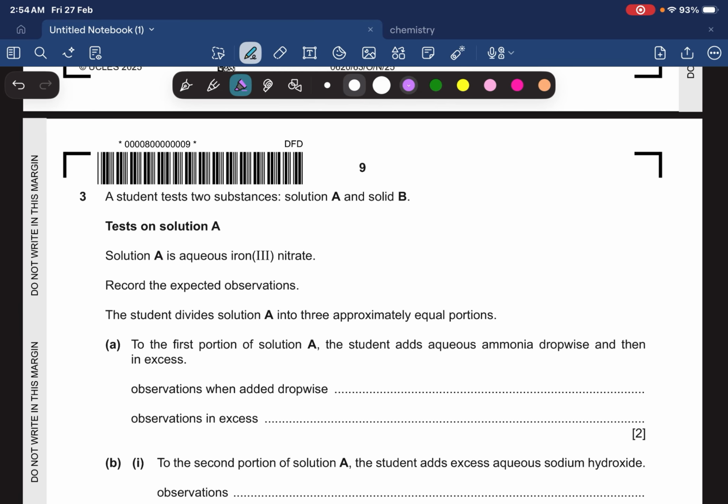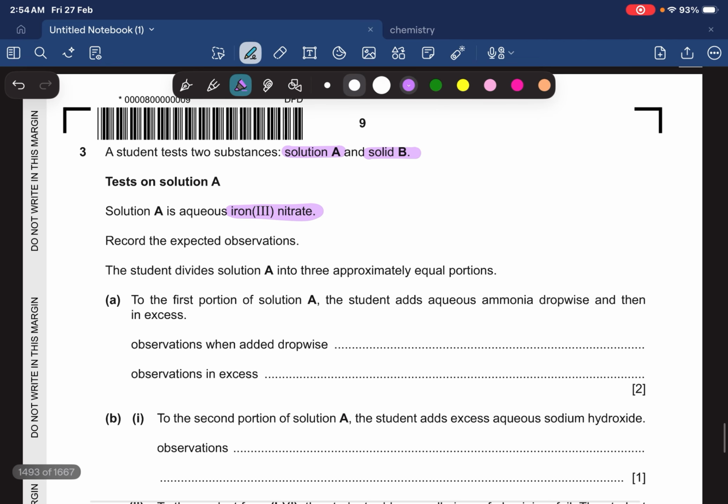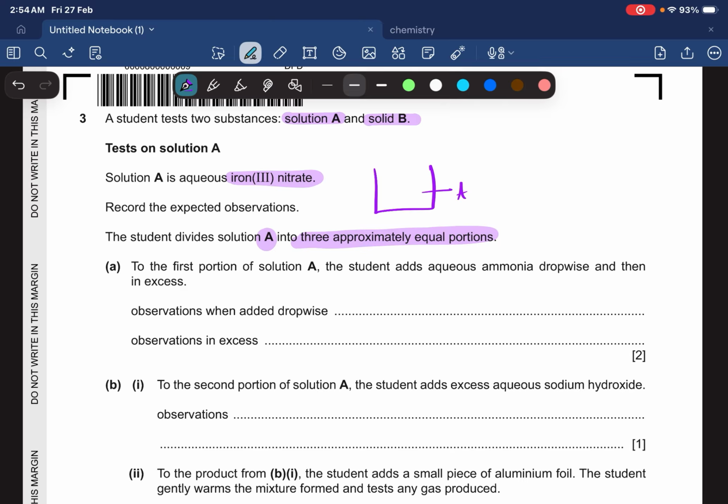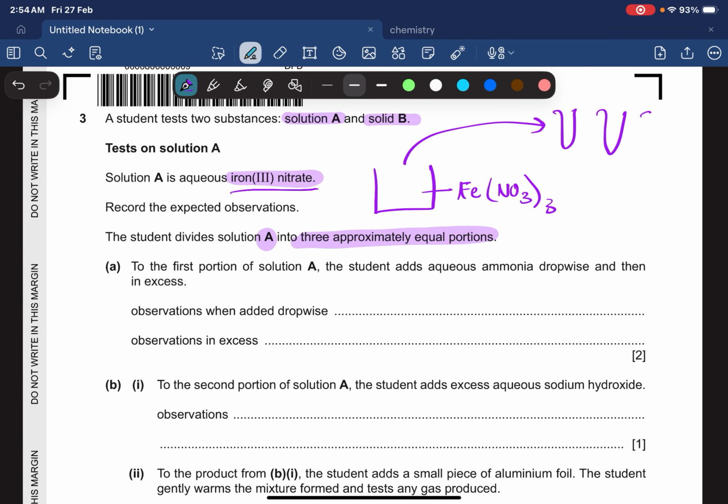Let's read further. A student tests two substances, solution A and a solid B. Test on solution A is that you add aqueous iron 3 nitrate. You should know that solution A is aqueous iron 3 nitrate. The tests you should know for iron 3 and for nitrate. Record the expected observation. The student divides solution A into 3 approximately equal portions. So over here we have Fe(NO3)3, that's going to be the formula of iron 3 nitrate. And then we're taking this solution and putting it into 3 different test tubes, okay?